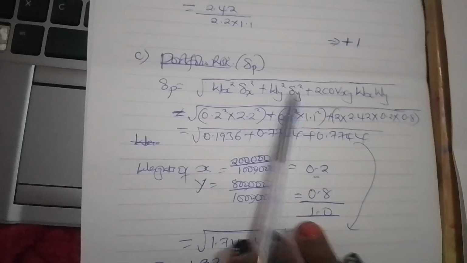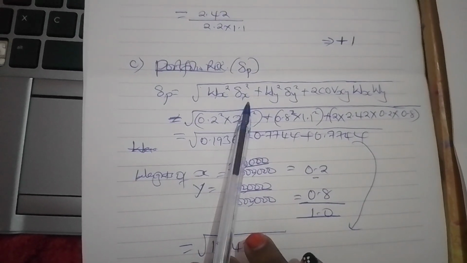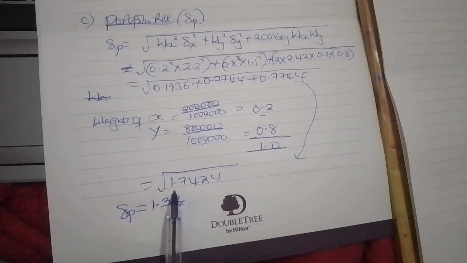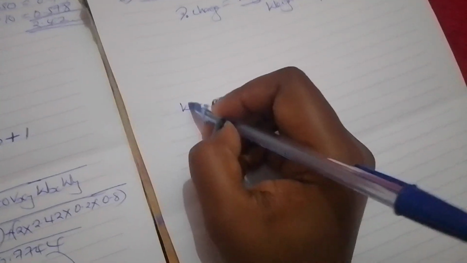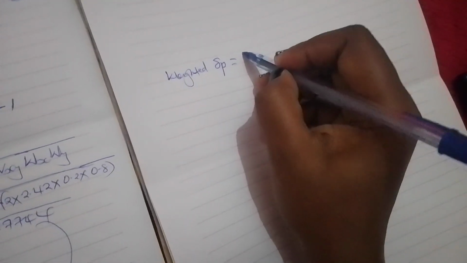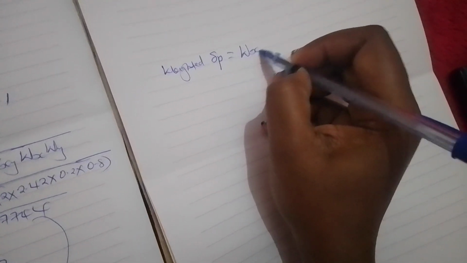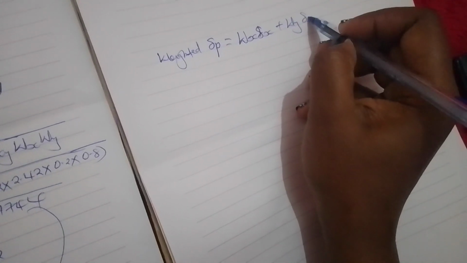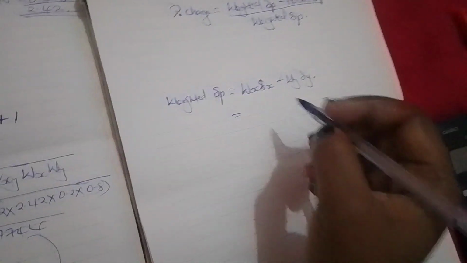In this case, the one that we are getting here is our actual, the portfolio risk that we have computed, the 1.32. This is our actual portfolio risk. Now we are going to compute our weighted portfolio risk. To get the weighted portfolio risk, we take weight of X times standard deviation of X, add weight of Y times standard deviation of Y, to get the weighted. Then you subtract the actual that we got over there.